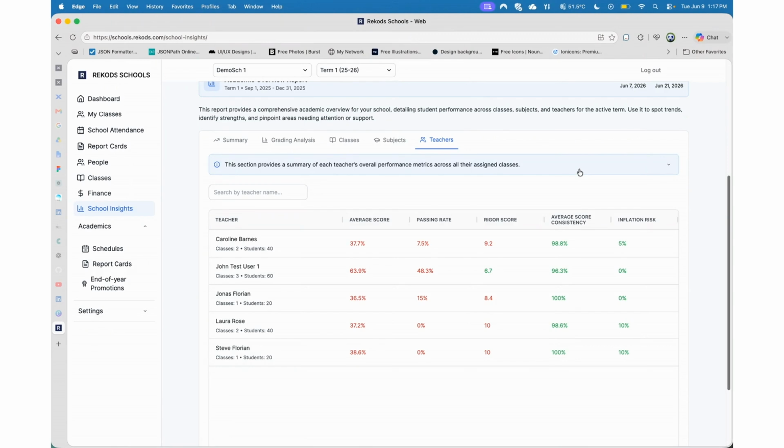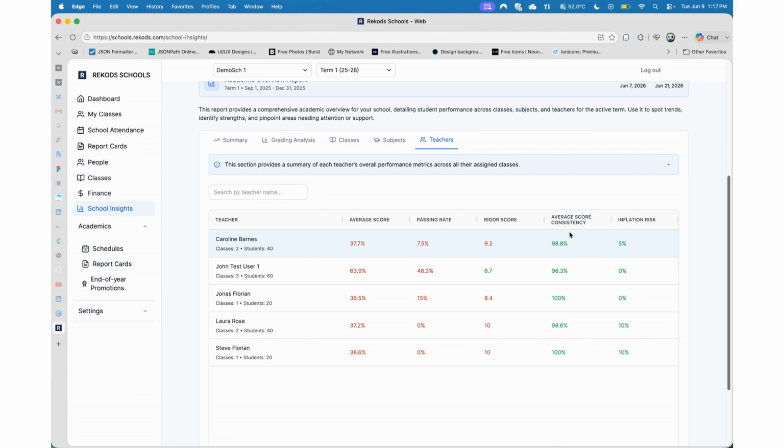The column I'd pay the most attention to first is average score consistency. A teacher with a high consistency score is getting similar outcomes whether they're teaching Class 5A or Class 5C. That's a sign of intentional, repeatable practice. They know how they teach and it translates across groups.